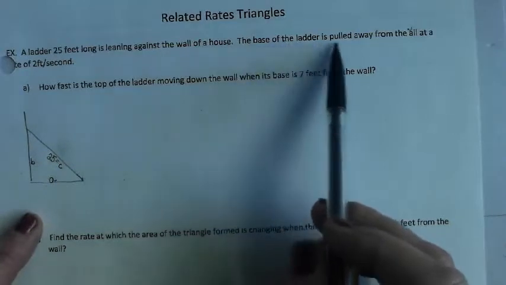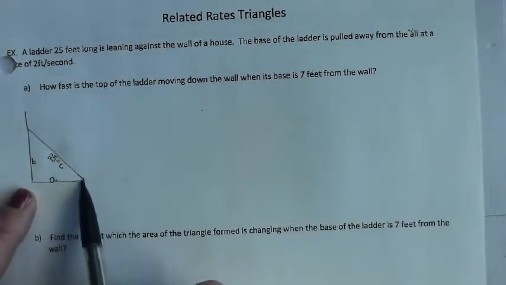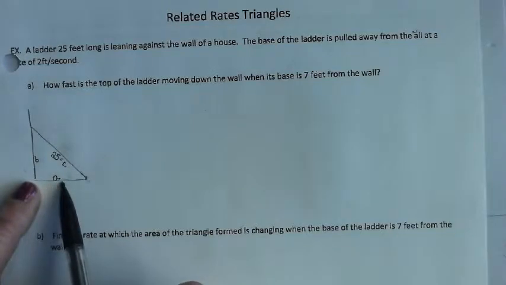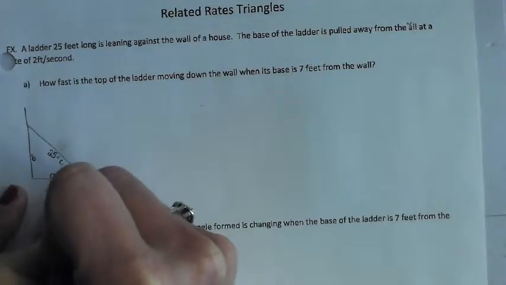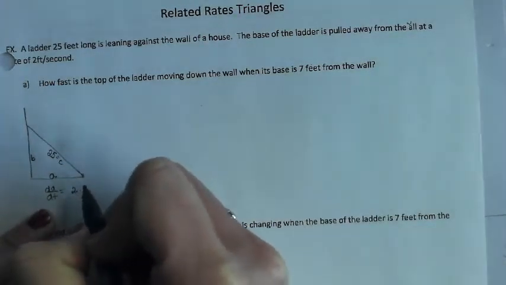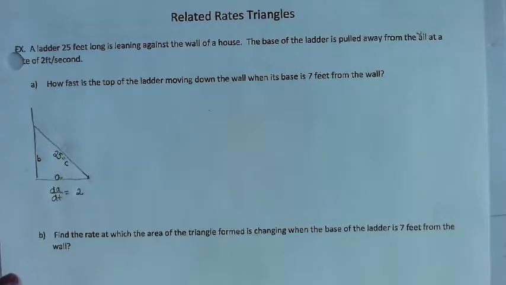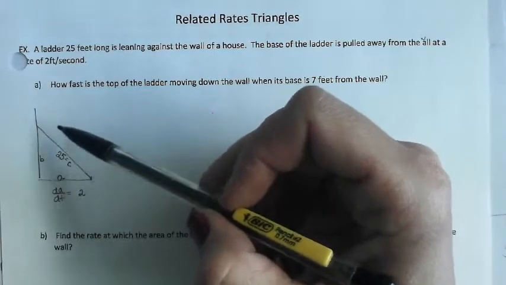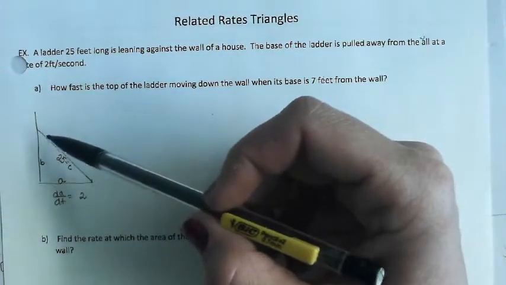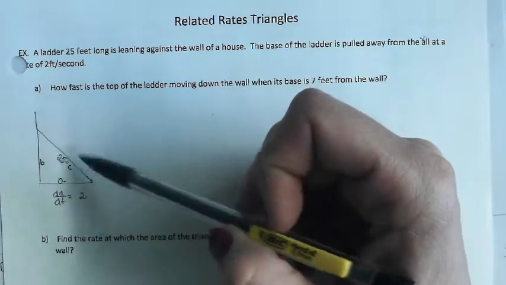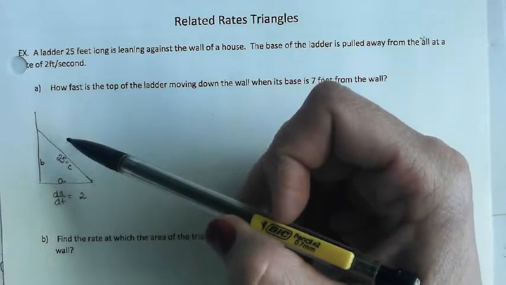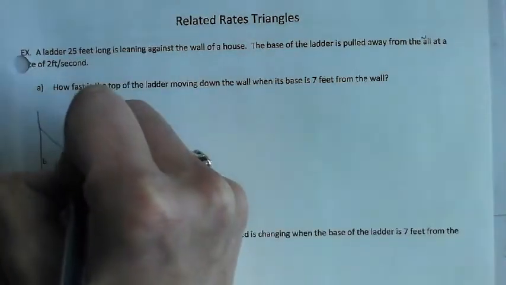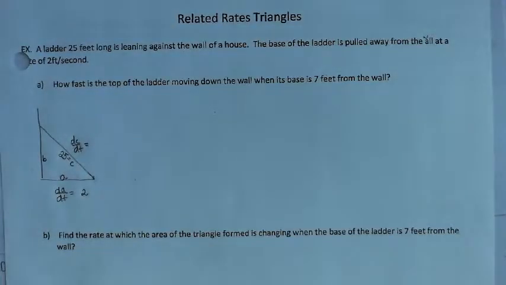by telling us that the base of the ladder is pulled away from the wall at a rate of 2 feet per second, they're giving us dA/dt, right? This is changing at a rate of 2 feet per second. They don't say it, but something you'll get used to just knowing is, what is dC/dt? What is the rate of change of the length of the ladder? 0, right? Anytime you have a constant length, dC/dt in this case is going to be 0.